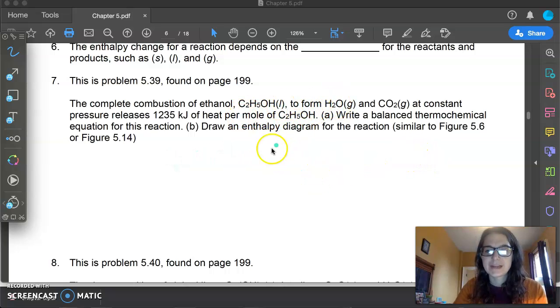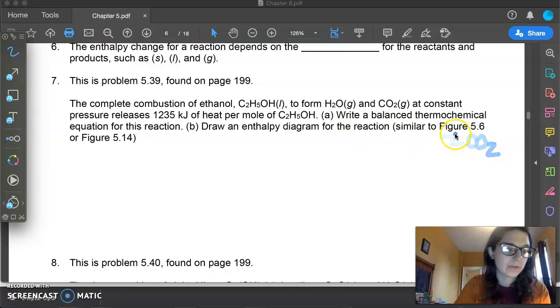We're also going to have, since it's a combustion reaction, plus O2. And then our two products are going to be H2O and CO2. In terms of coefficients, we have a 1 in front of ethanol, a 3 in front of O2, a 3 in front of H2O on the product side, and a 2 in front of CO2. Okay, so those are our coefficients.